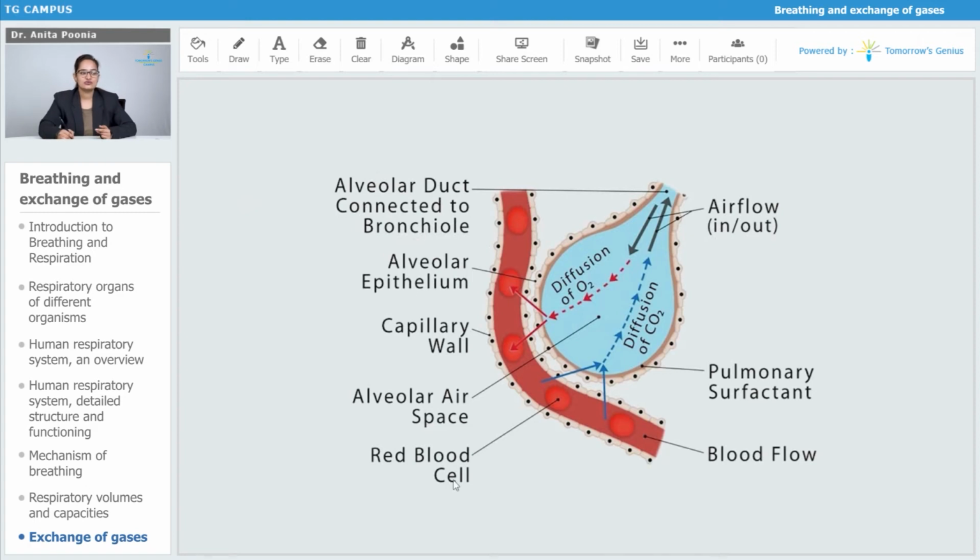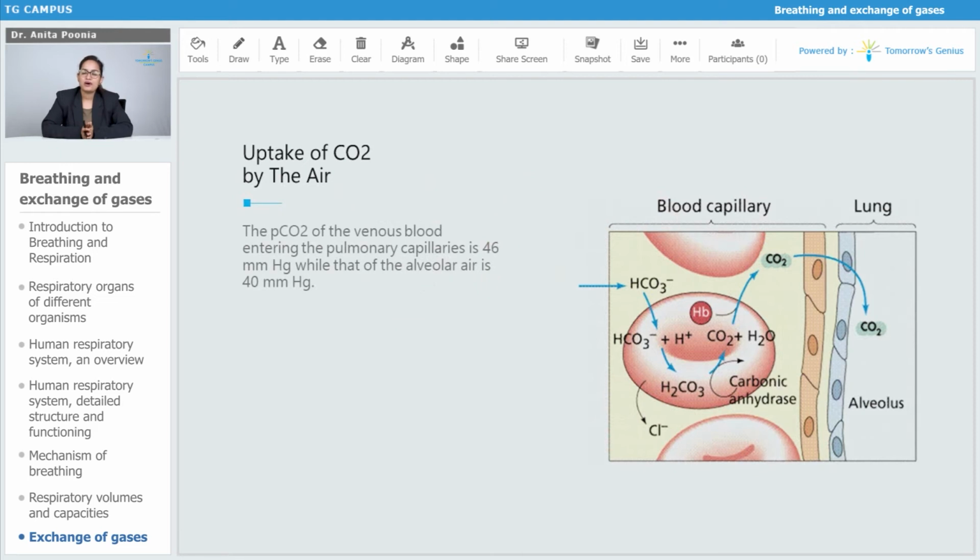So in here, what do you see, students? Let's observe what exactly we are trying to depict in this picture. Here you see the airflow in and out. You see the alveolar duct connected to the bronchioles here. This is the alveolar epithelia, the capillary walls, the alveolar air space, and the red blood cells that you see. This is the blood flow, the pulmonary surfactant. The partial pressure of carbon dioxide of the venous blood entering the pulmonary capillary is 46 mm Hg, while that of the alveolar air is 40 mm Hg.